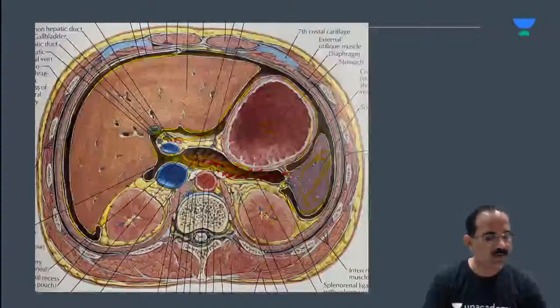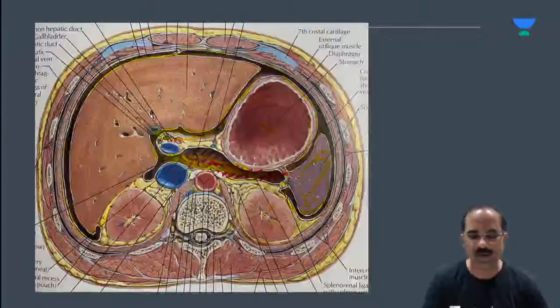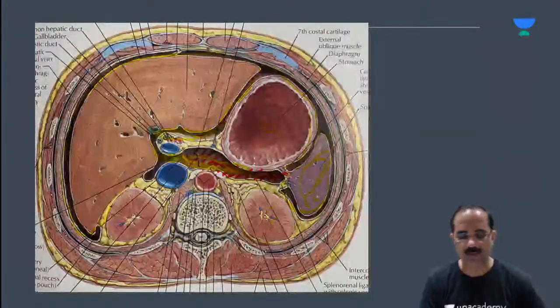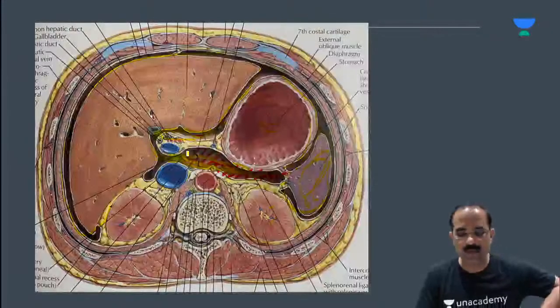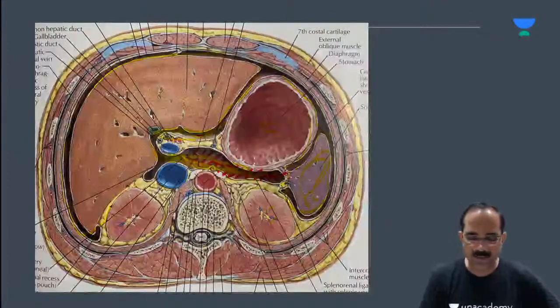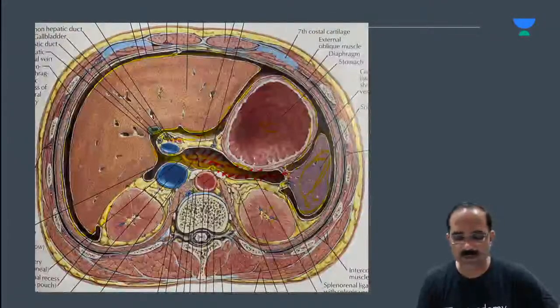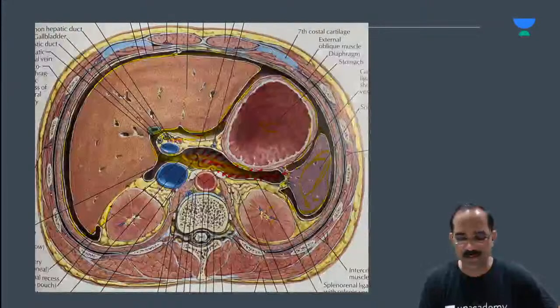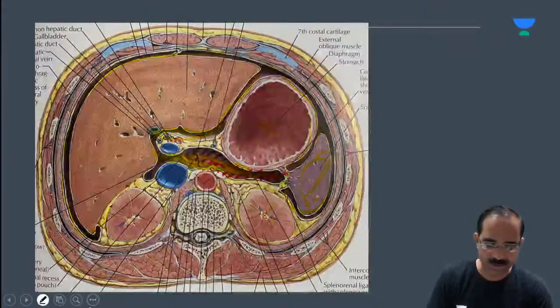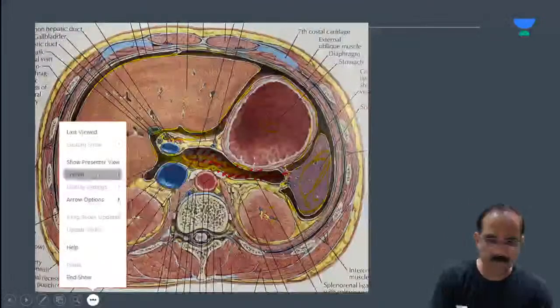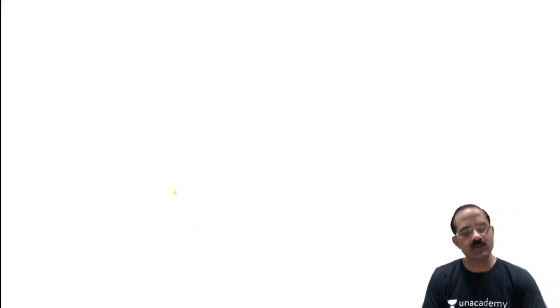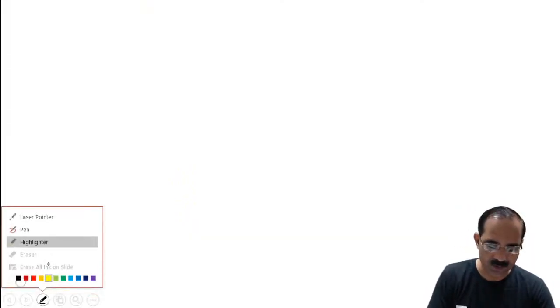Faizan, what are you asking? Structures within the lesser omentum, right? Look at this slide. This is the slide. Fine, that's a slide. One moment. Sure. Structures within the lesser omentum. I'll just write this down for you.